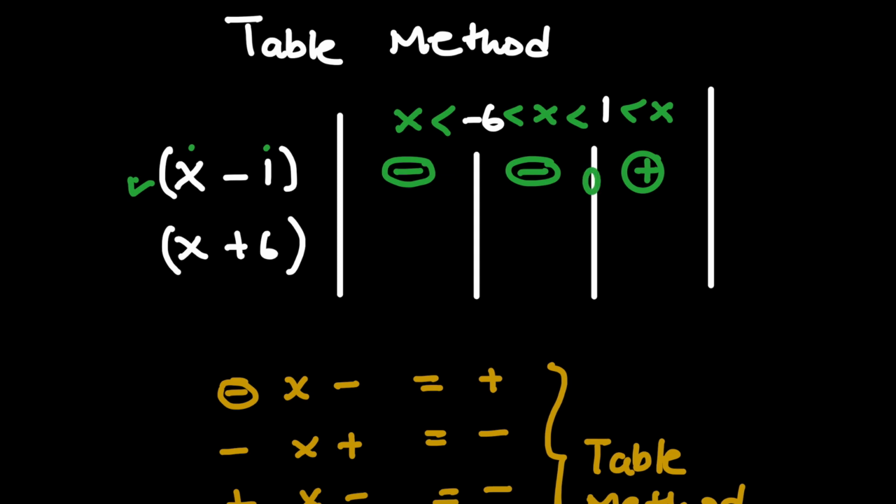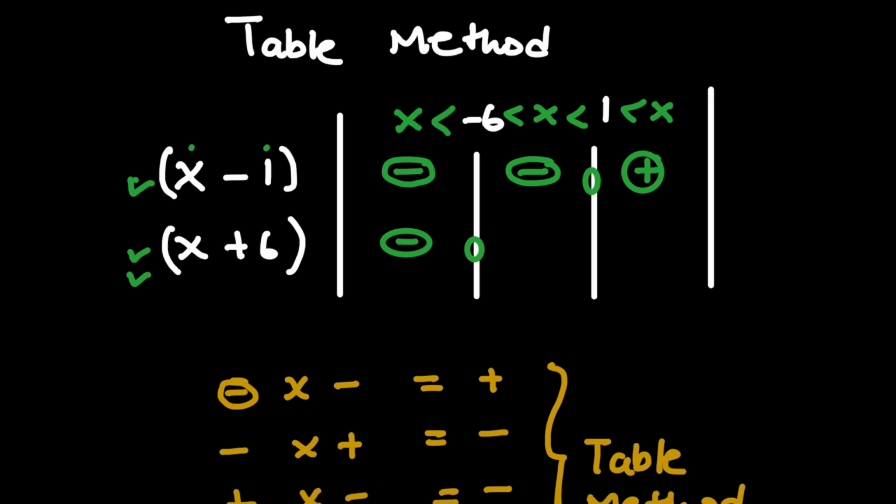So let's do the second one. x plus 6. Any value of x that is less than -6, let's say -7. So if you put -7 plus 6, we're going to get a negative value. You guys see that? And then at -6, which is the critical value, we are going to get a 0, because -6 plus 6 is 0.